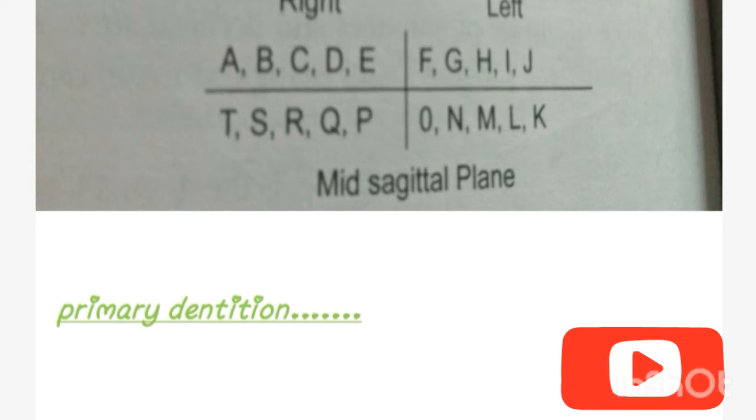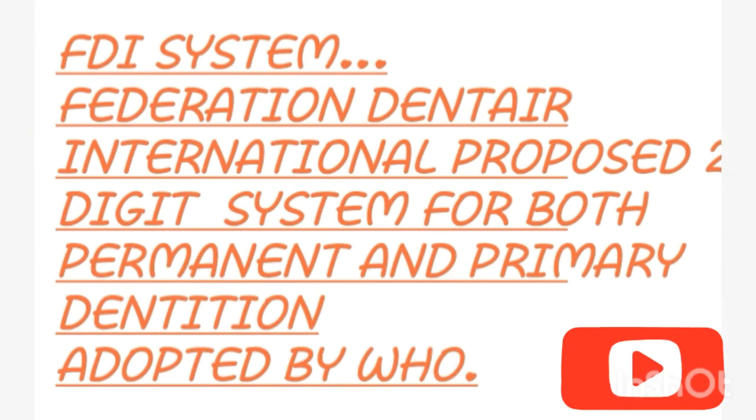Now next, coming to the FDI system. FDI stands for Fédération Dentaire Internationale. This is also known as the two-digit system. The tooth numbering system was formed by a special committee on uniform dental recording.